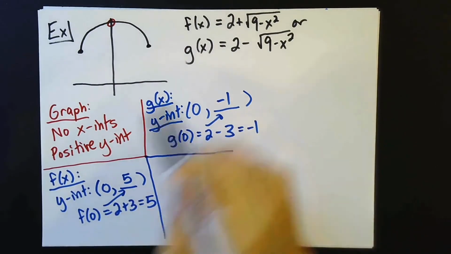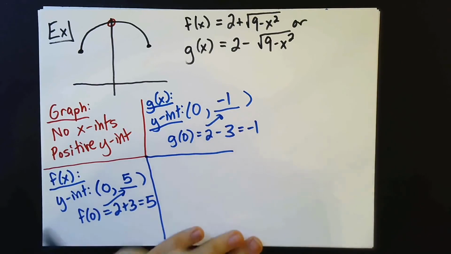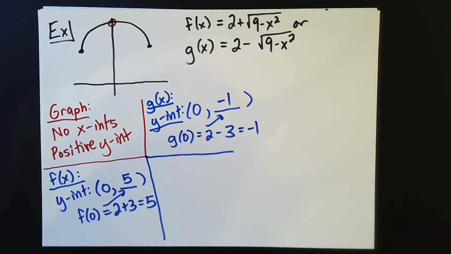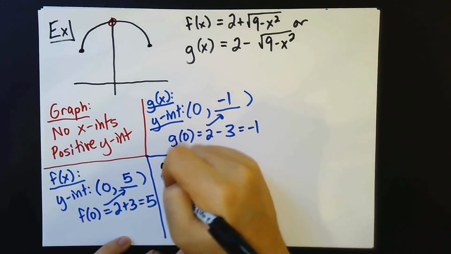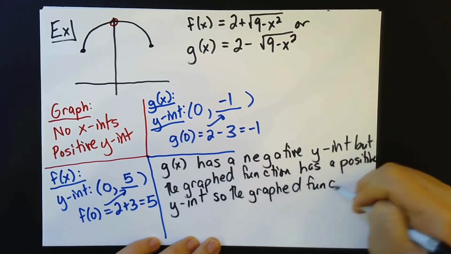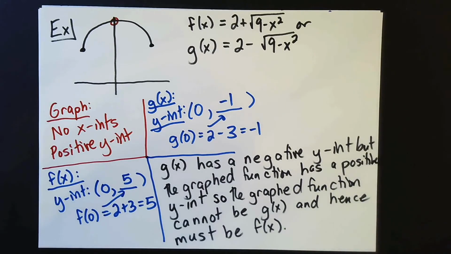Now I want to notice, we wrote down this information about x-intercepts, but we don't even have to think about x-intercepts, because as it happened, the first thing we checked, which was the y-intercept, already told us the graphed function can't be g. So, when we go to write our answer, we'll write something like this. Just summarizing here, g of x has a negative y-intercept, but the graphed function has a positive y-intercept, so the graphed function can't be g of x, and hence it has to be f of x.